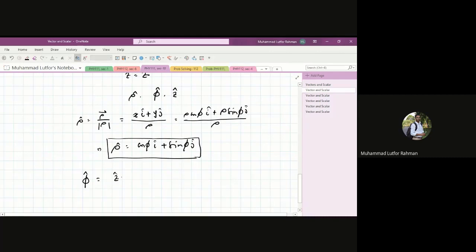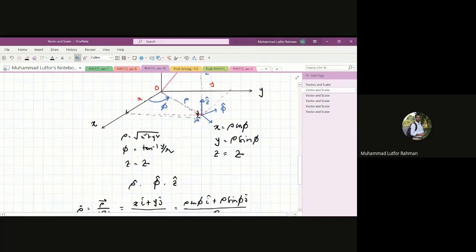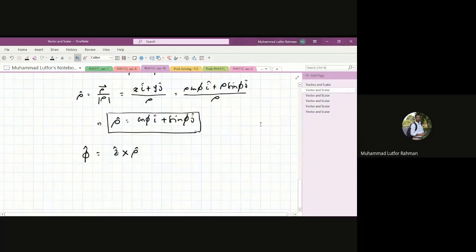So I'll write down z head cross rho head, right? Because they are also perpendicular. These three coordinates I drew over here: rho head, z head, and phi head are perpendicular to each other. Then we can use that idea also over here. Say that we can write, say, phi.